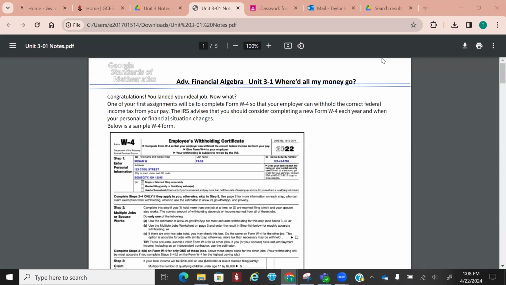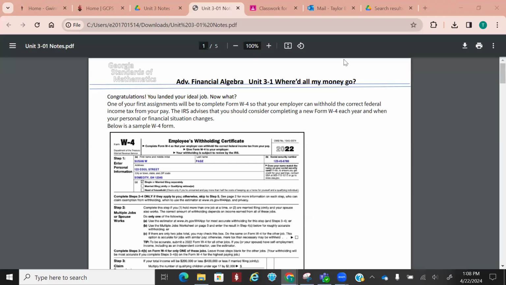So congratulations, you landed your ideal job. So now what? One of your first assignments is going to be to complete a W-4 so that your employer can withdraw the correct federal income tax to repay. If you don't do this, then the IRS sends you basically like a bill, and then you have to pay all the taxes at one time rather than throughout the year.